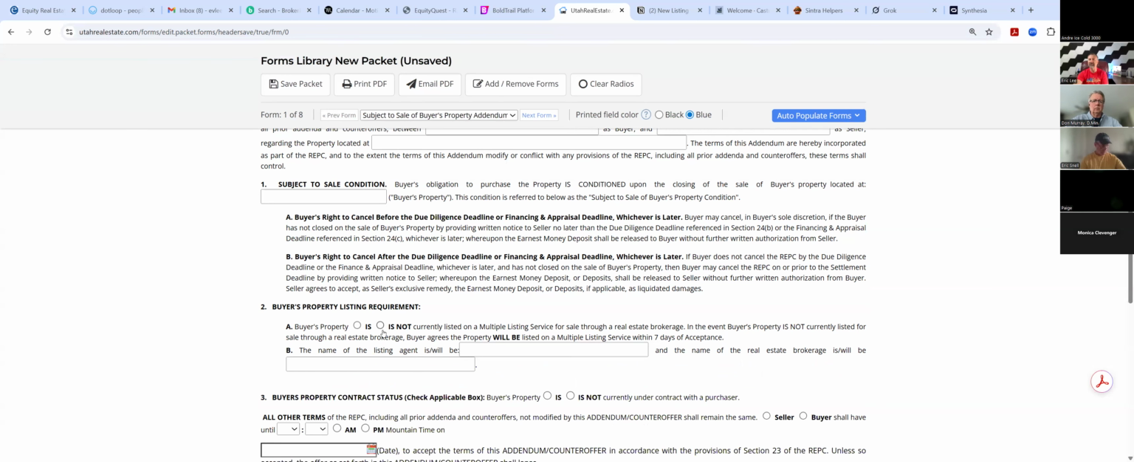So the buyer's property is or is not currently listed on the MLS for sale through a real estate brokerage. In the event the buyer's property is not currently listed, the buyer agrees that it will be listed within 7 days of acceptance, right? Now, you notice there is not a box that says will not, will be a for sale by owner or anything like that. It will be listed with an agent. Now, why is that? Because you'd have to be insane to do anything else, right? We all understand that. We should understand that. It's okay that a seller doesn't understand it. It's okay that a buyer might not understand that.